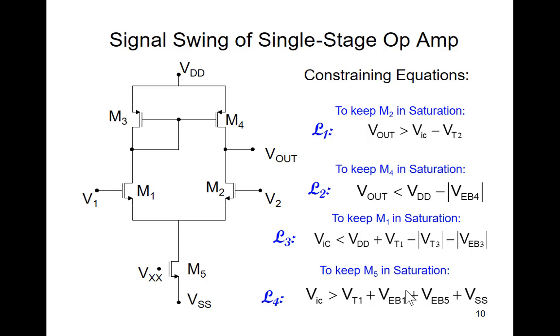They're all locuses. In the V in common, V out plane, what are all these locuses here? Vout greater than V in common minus VT2. That's the threshold voltage of the device. So in the Vout, V in common plane, if this is an equality, Vout is equal to V in common minus VT2, this is the threshold voltage. In the Vout, V in common plane, what locus is this?